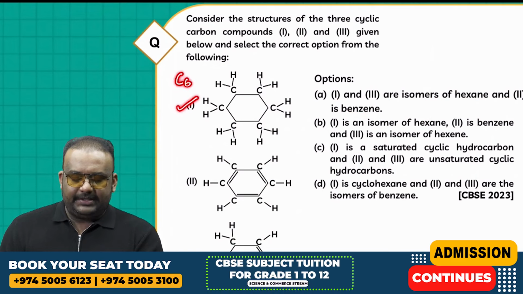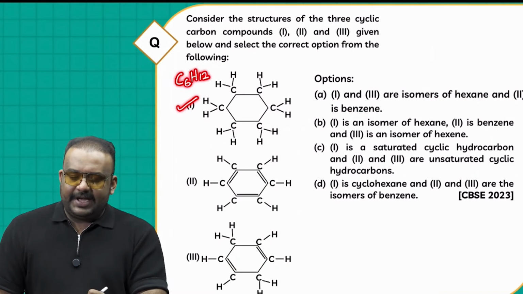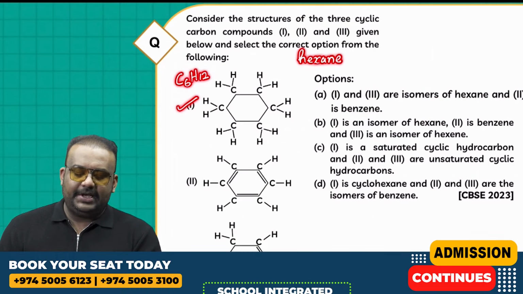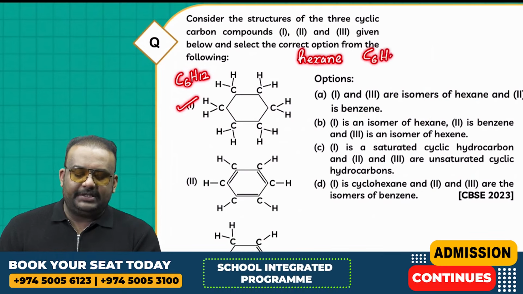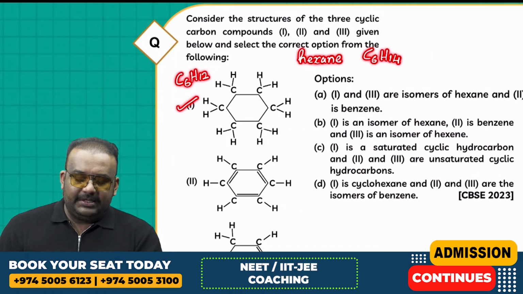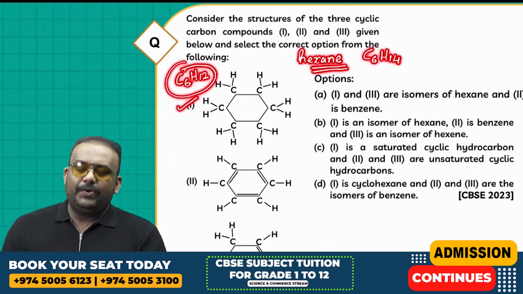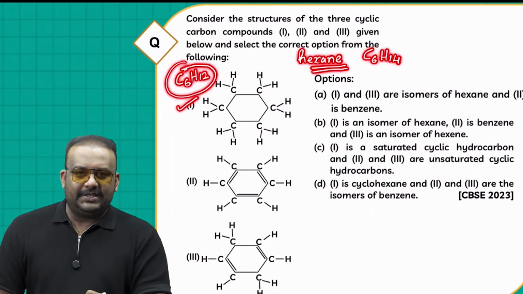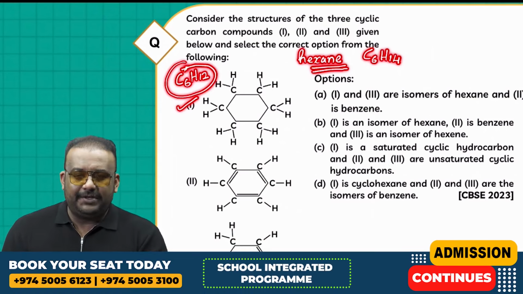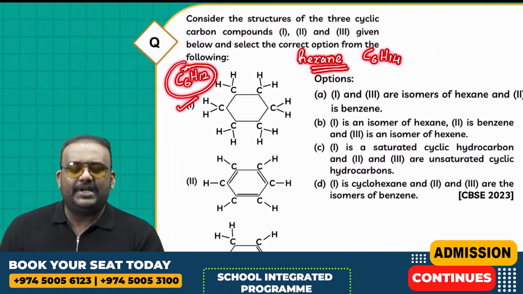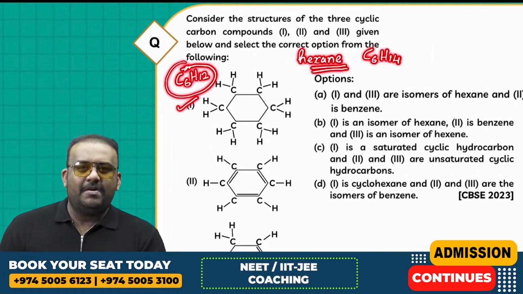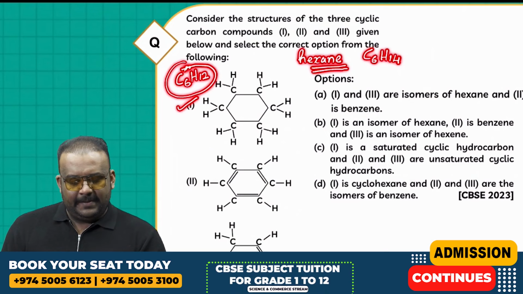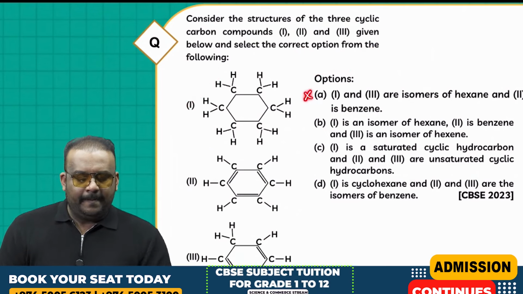You know that cyclohexane has a formula C6H12, whereas the normal regular hexane has a formula C6H14. This is an alkane, whereas this is a cycloalkane. You know that if the molecular formula is not same, they are not isomers. As you have already studied the definition of isomers as compounds that have the same molecular formula but different structural formula. So option A is wrong.